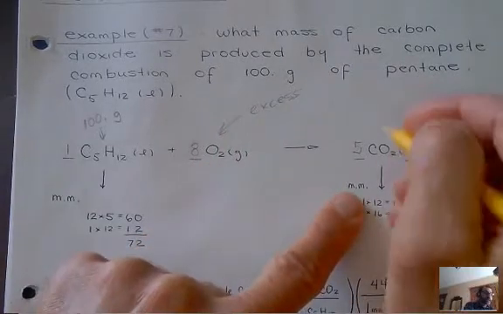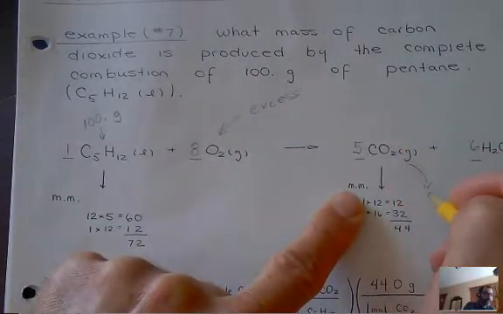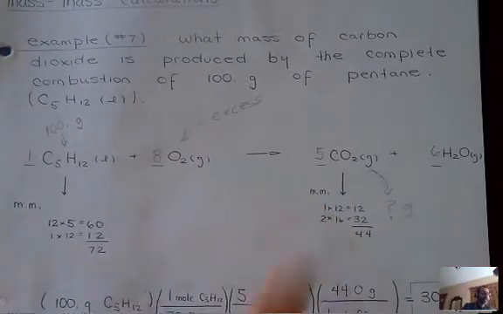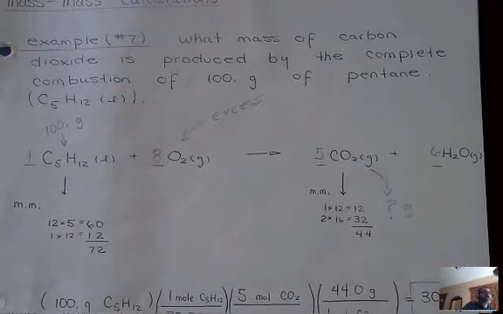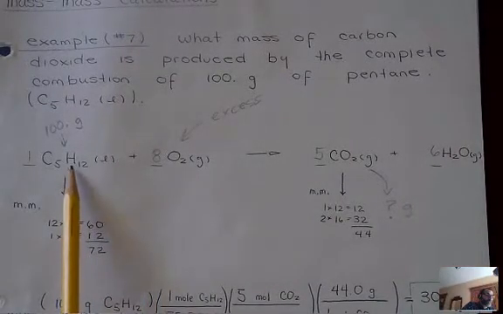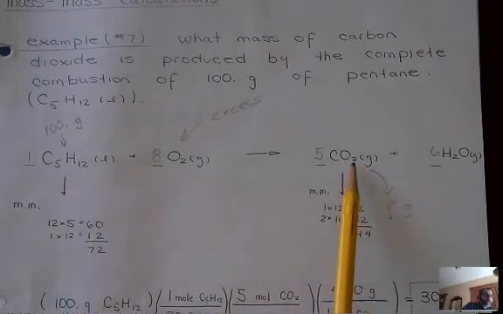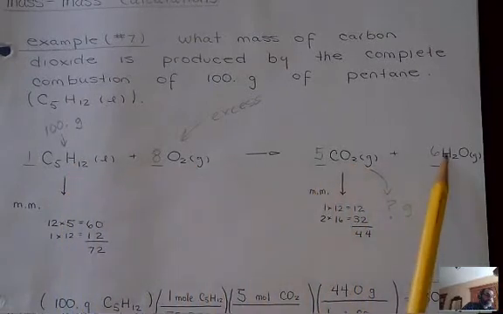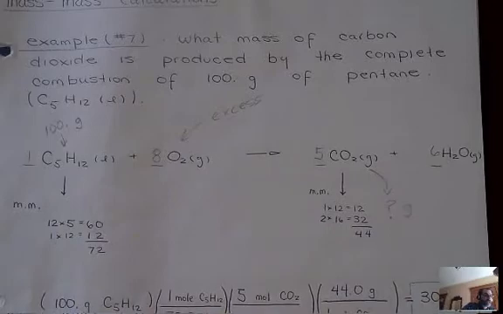They want to know about the carbon dioxide that comes out. So that's what we're interested in. And they want to know it in grams. Did anybody say anything about the water? No, so we're not interested in it. So we're going to need 2 molar masses. We're going to need the molar mass of the pentane, and we're going to need the molar mass of the carbon dioxide. We don't need it for water or oxygen, so I'm not going to calculate it.